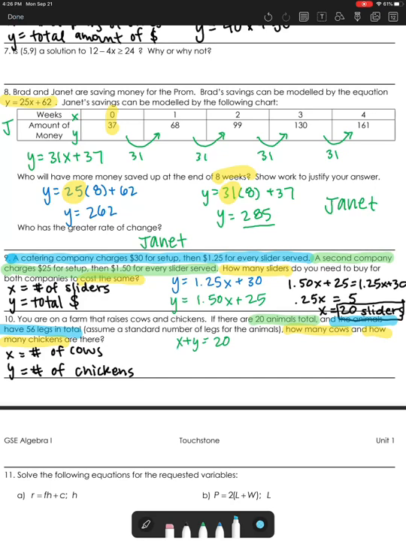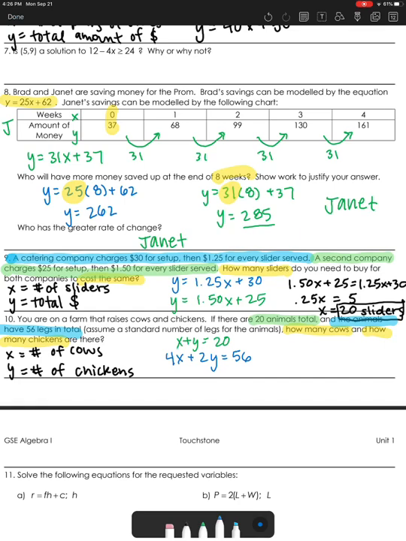So that means for every one cow, there are 4 legs, and for each chicken there are 2 legs. So 4 legs for each cow plus 2 legs for each chicken equals 56. That's going to tell me how many legs there are in total.